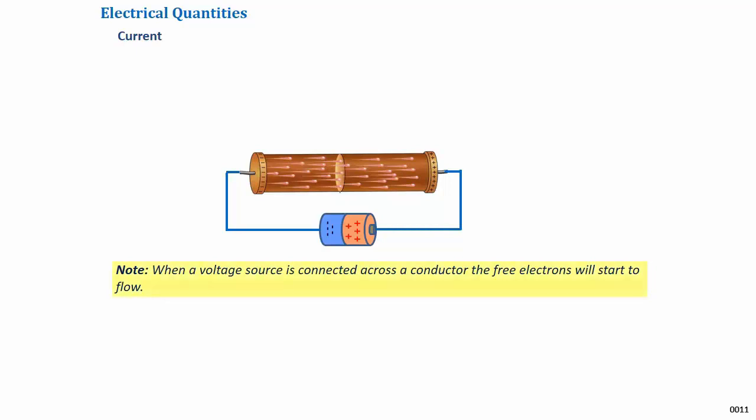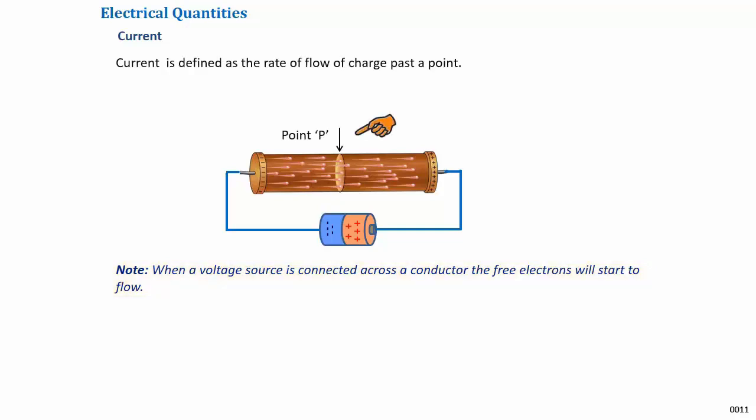If a voltage source is connected across a conductor, then the free electrons will start to flow. Current is defined as the rate of flow of charge past a point. That is, the number of packets of charge that flow past a point every second.